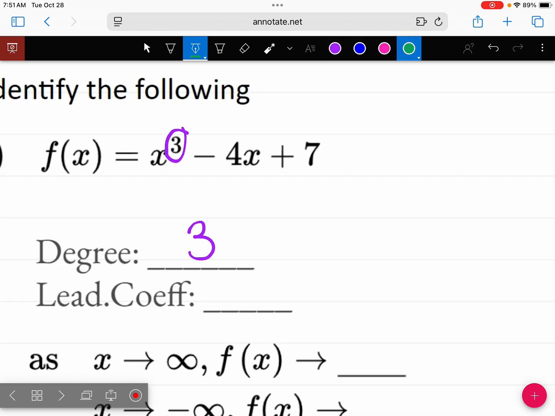What is our leading coefficient? 1. It's always the number in front of that term that has our biggest exponent. So if this instead was like x to the 5th, then this guy would be in charge and our leading coefficient would be -4. So it doesn't matter if it's the one in front, it's what is in front of our highest degree. So our leading coefficient here is in fact that 1.